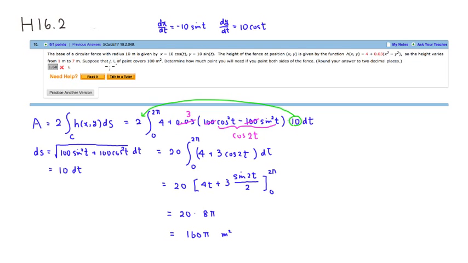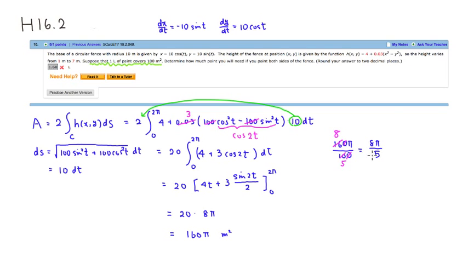Then we have another piece of information here: suppose that 1 liter covers 100 square meters. So we have to divide by 100. So we have 160 pi divided by 100. We can just cross out the zeros and divide by 2, so 8 divided by 2 is going to be 5, and this is going to be 8 pi over 5 liters.